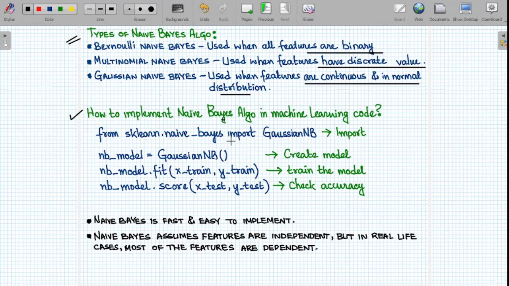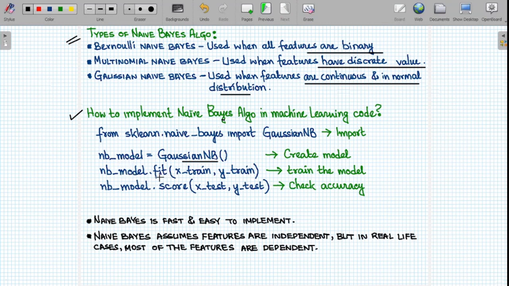From sklearn, we can import a specific Naive Bayes algorithm. In this case, we are importing Gaussian Naive Bayes from sklearn.naive_bayes. Once we import the algorithm, we can create the model with the help of the constructor. In this case, we are using Gaussian Naive Bayes to create a Naive Bayes model.